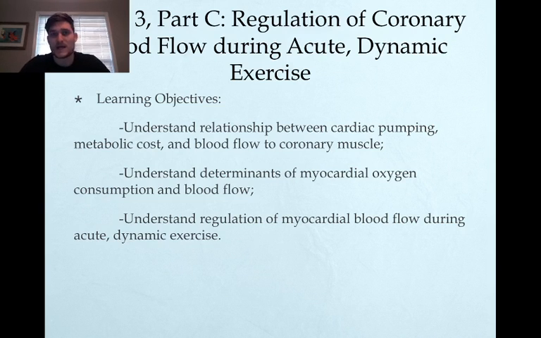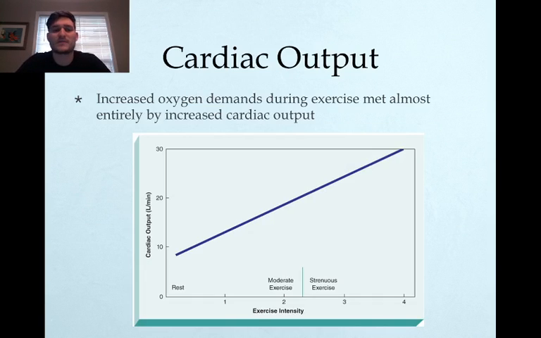Especially during exercise, because the heart is responsible for supplying all of that blood, all of that oxygen, not only during rest, but during exercise. And so when our blood flow demand and our oxygen demand goes up during exercise, well, so does the metabolic cost of the heart, and therefore we're going to need to get more blood flow to the heart itself. We're going to understand the determinants of myocardial oxygen consumption and blood flow, and also understand the regulation of myocardial blood flow during acute and dynamic exercise.